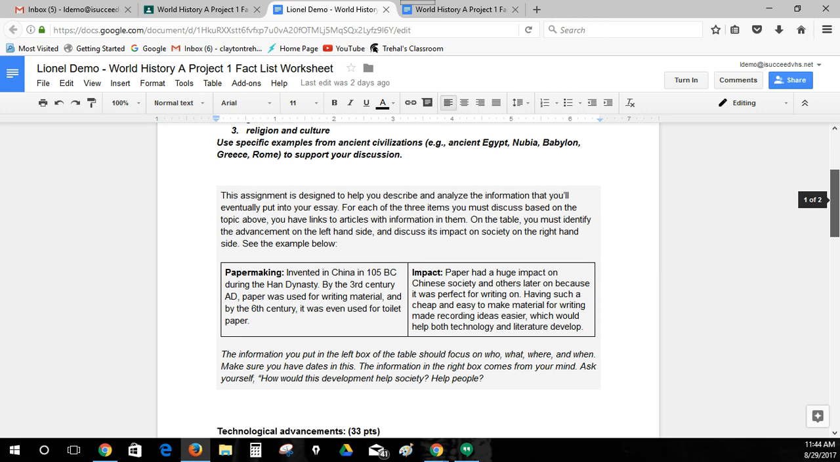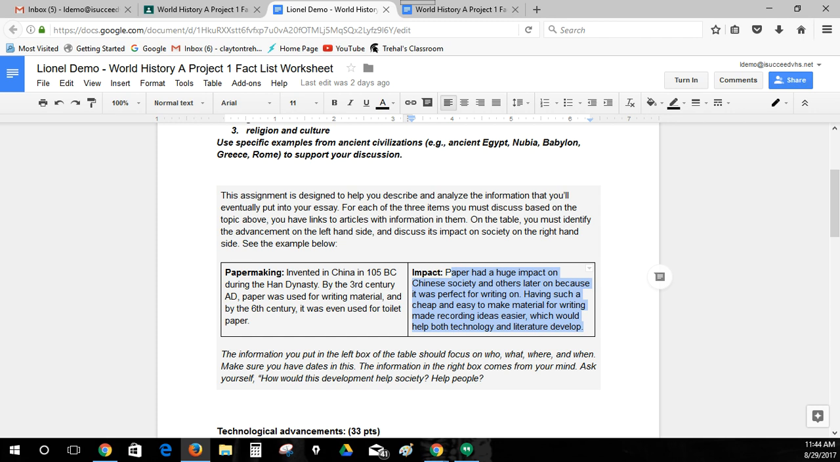So you can see here that I have paper making, and I've kind of got the who, what, where, and when. Invented in China, got dates, got names. Then the impact, this is what comes from your brain. You can't get this from a Wikipedia article. And here's the impact. Paper had a huge impact on Chinese society, and others later because it was perfect for writing on. Having such a cheap and easy to make material for writing made recording ideas easier, which would help both technology and literature develop.